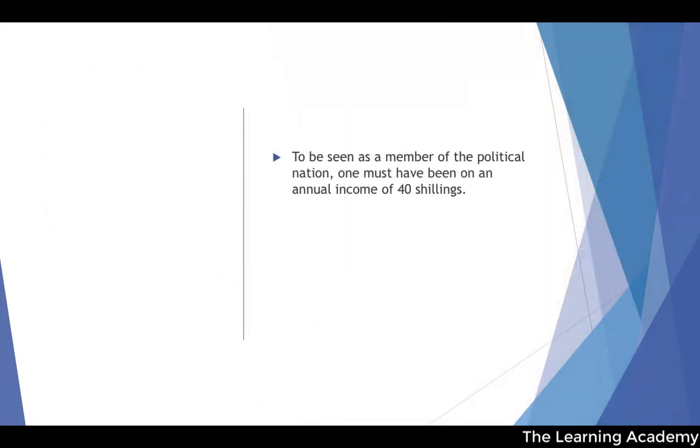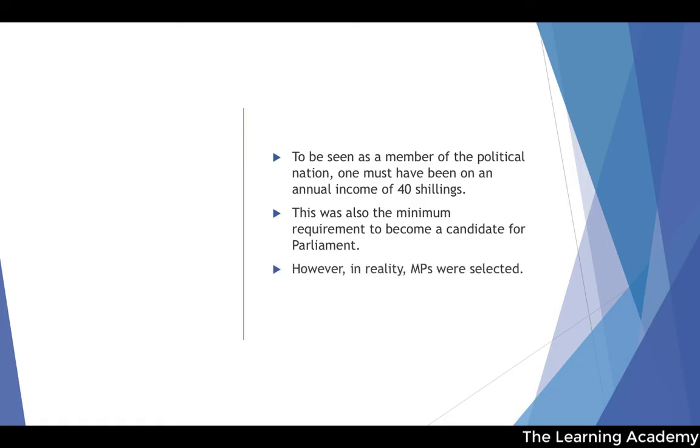So, to be seen as a member of the political nation, here is a little information about how one could become a part of it. One must have an income of around 40 shillings, and this was also the minimum requirement to become a candidate for Parliament, to become an MP. However, it must be said that most MPs were selected rather than going themselves to become a candidate.